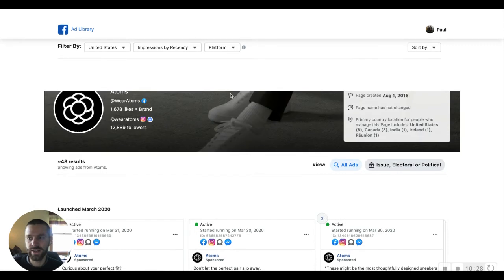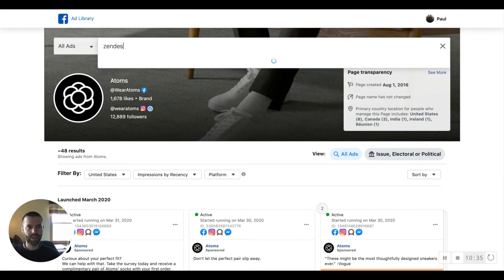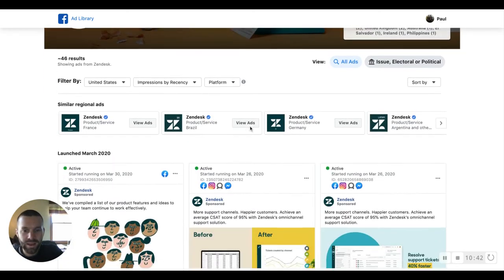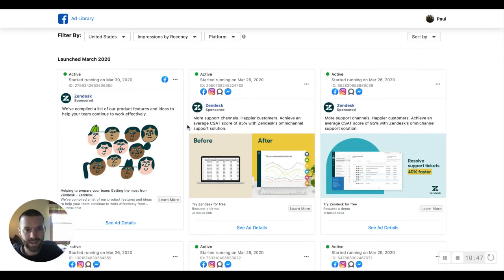So that's Atoms. I also want to talk about a B2B company. So what we'll do is we'll look at Zendesk here. If anybody here works in tech, you've definitely come across Zendesk before. And so they are like a support help desk. They help customer service teams basically file and handle complaints in a methodical way.